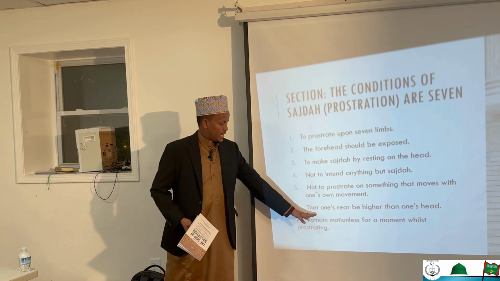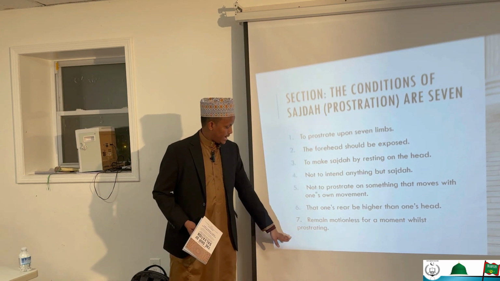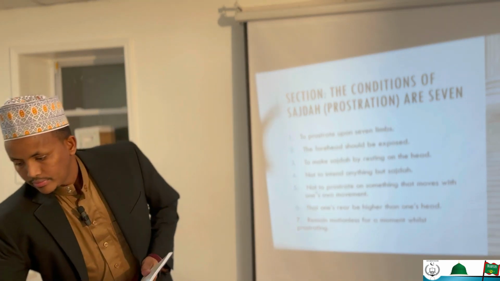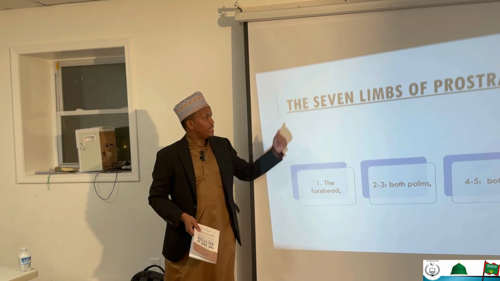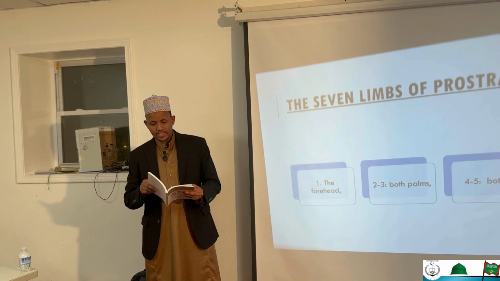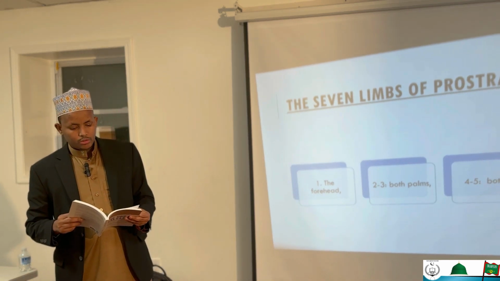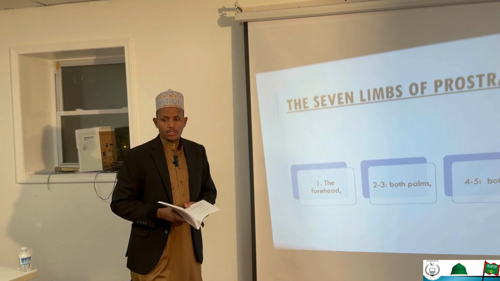Number 6, that the rear part of your body be higher than the front or the head, and then the dumatnina or remain motionless. Let's come to this. You already told me what this is, the 7 limbs of prostration. So on page 58, the section أعضاء السجود سبعة.